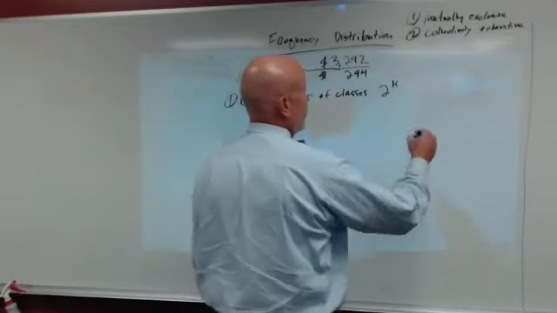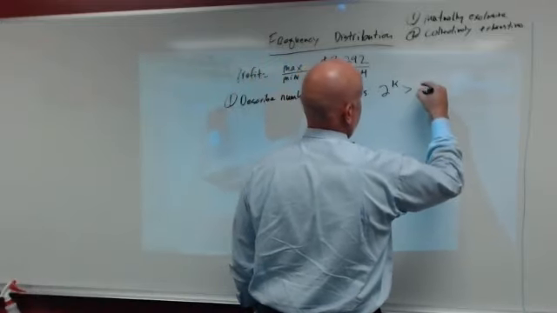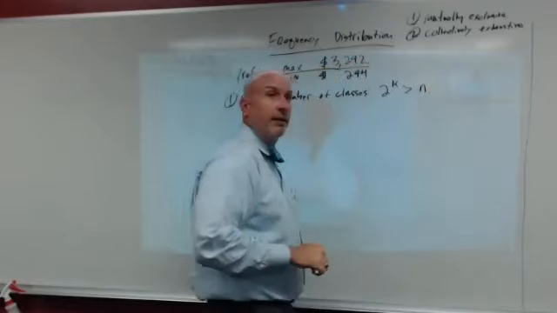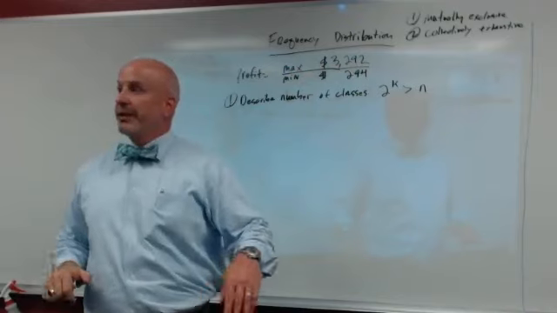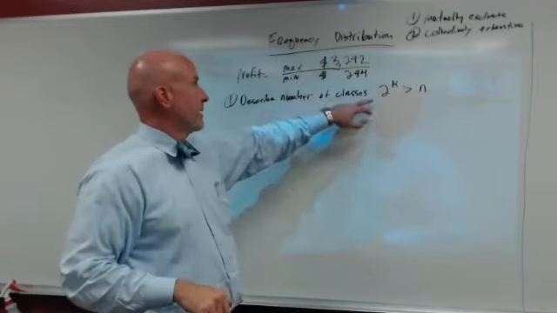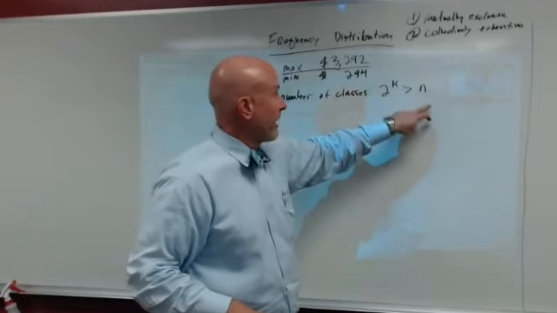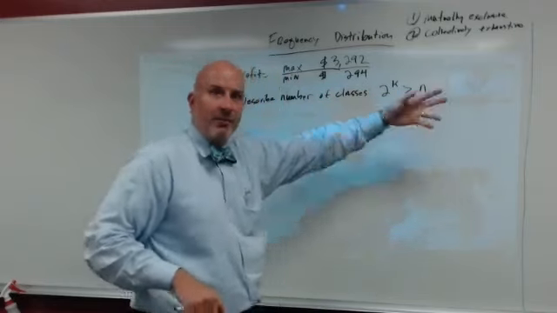And how many observations do I have? 180. So the book is going to suggest, and I suggest, that when you raise 2 to the K power, that number be greater than n. And n is the number of observations.